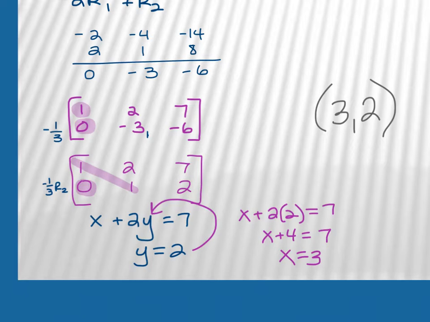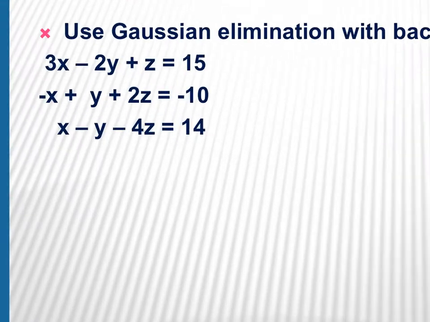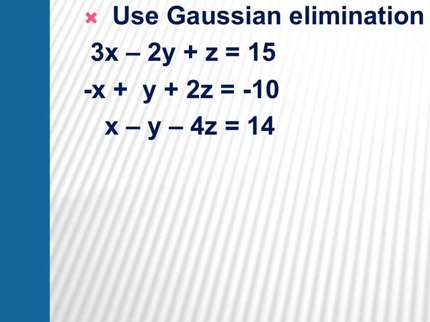Questions so far? Okay, then comes the 3 variables, 3 equations, right? So the first thing I'm going to do is rewrite this in matrix form. This would be 3, -2, 1, 15, -1, 1, 2, -10, 1, -1, -4, and 14.